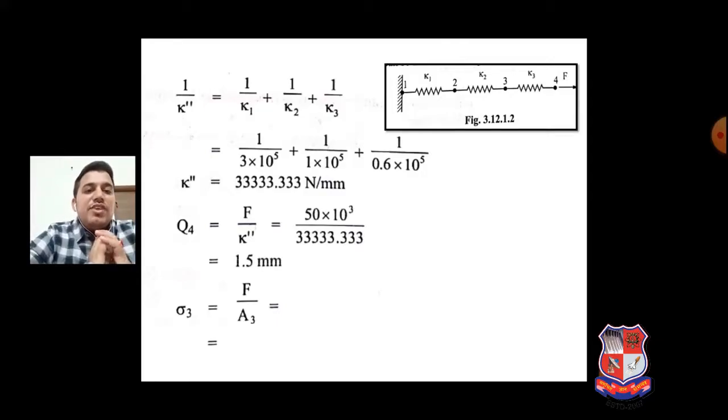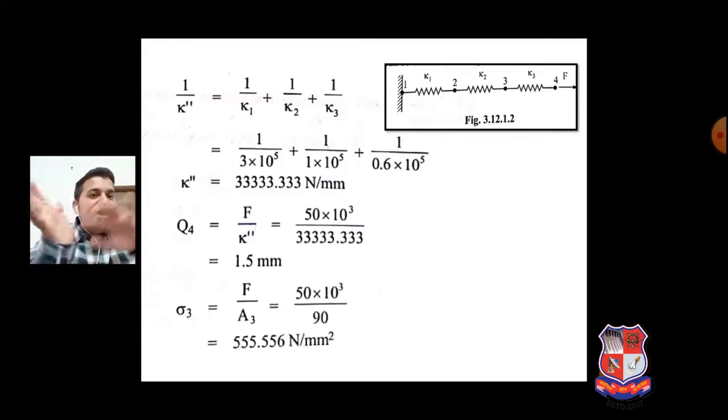Now we put the same value to find q4, and the final value is 1.5 mm. So here we can find displacements as well as stress individually at node number 2, node number 3 and node number 4. If I ask you why it is not available at node number 1, then we simply answer that at node number 1 it is a fixed cantilever beam. So here the fixed support is there.